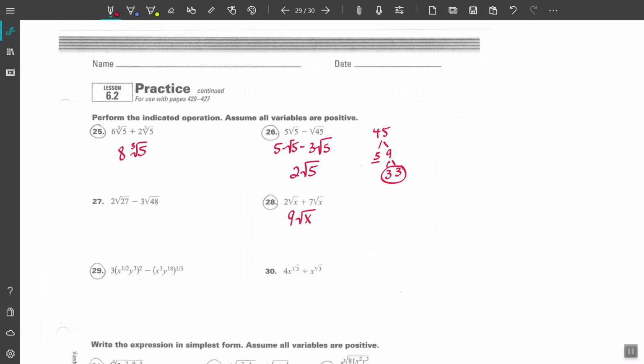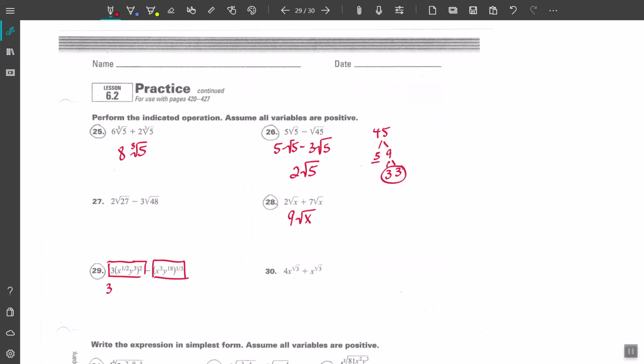Same thing down here in 29. We have to simplify before we can combine. So we have this term over here, and we're going to combine it through subtraction with this one. But we've got to simplify because they don't match right now. They're not simplified enough to combine. So we're going to follow our rules for exponents. I have 3. I'm just going to leave that as is. I have this whole thing in parentheses being raised to a power.